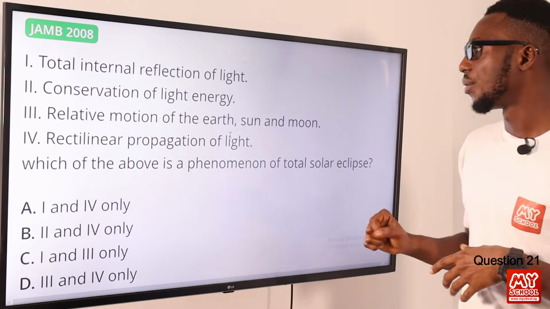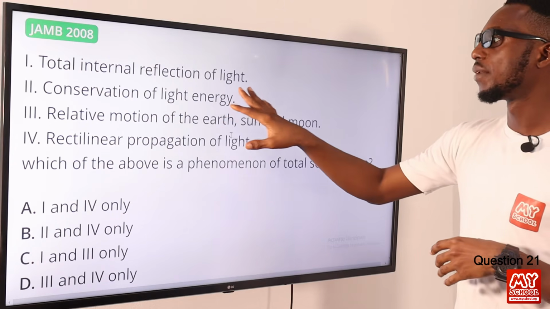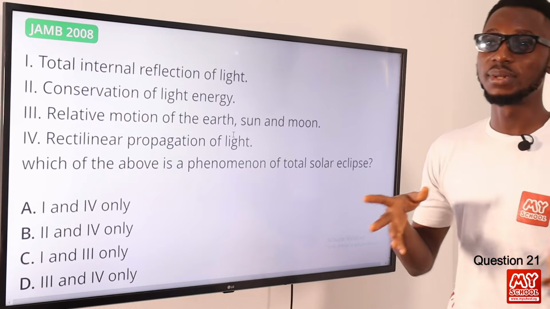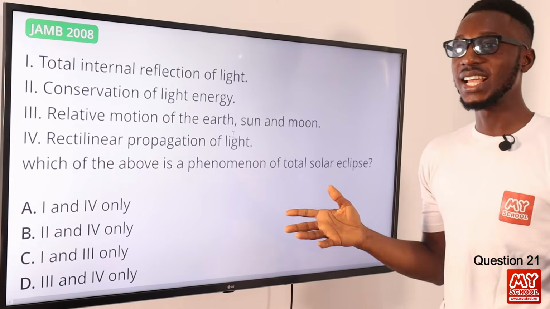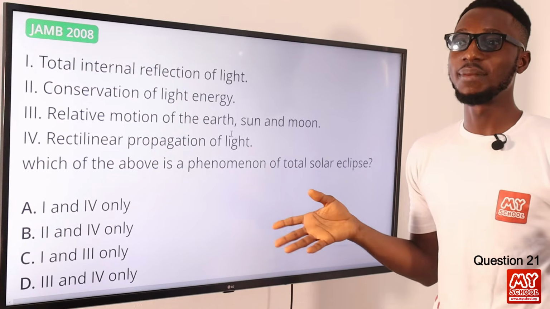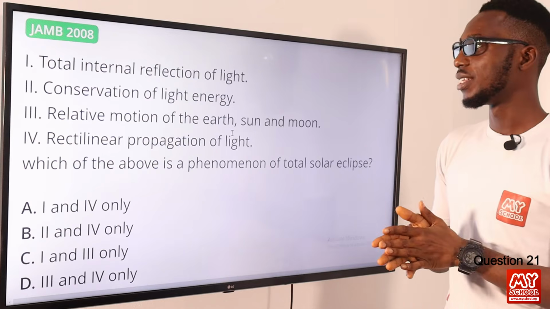Then we have conservation of light energy. Generally we talk about conservation of energy, that energy cannot be created nor destroyed, but converted from one form to the other. Basically, you are saying in a closed system, the energy in that system remains constant, except where there is an exposure and a shift.